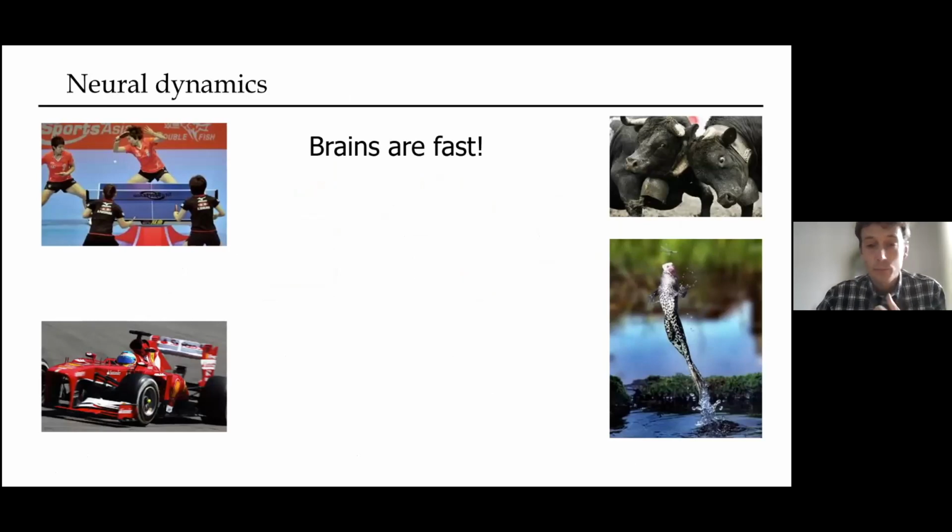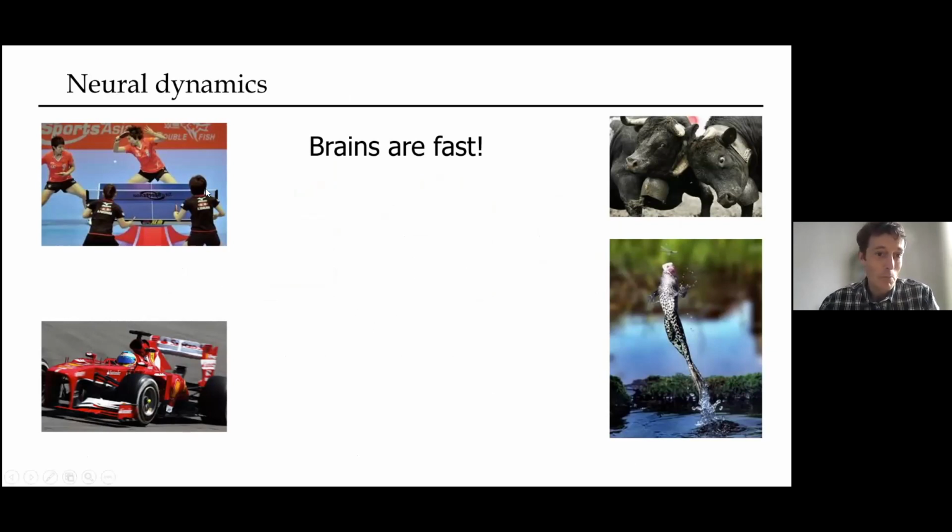So we'd like to take into account these rhythms, but there's another aspect about brains. If we want to understand the brain as a network of areas working together, we have to take into account the fact that brains are extremely fast. This is so obvious that we don't realize it in day-to-day life.